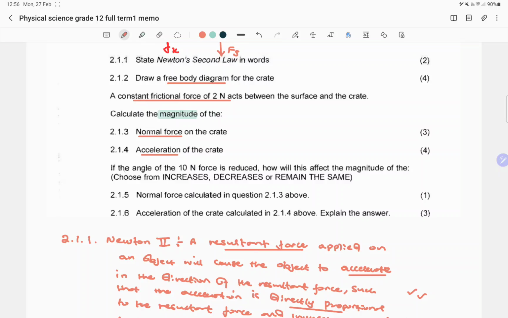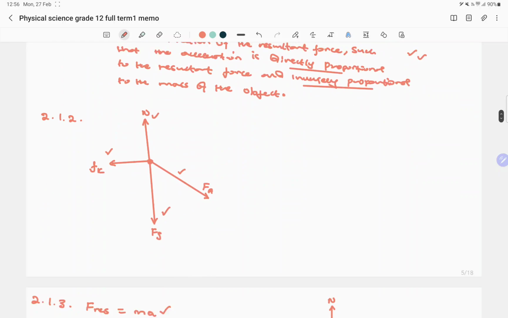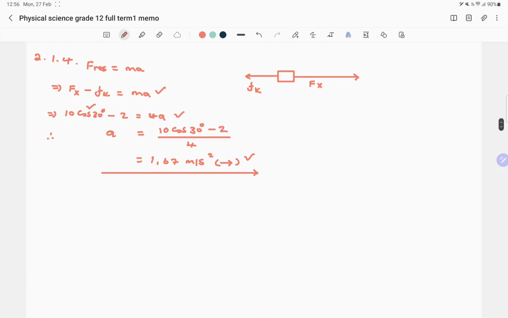Now, if the angle of the 10 Newton force is reduced, okay, how will this affect the magnitude? Choose from increases, decreases, remains the same. How will it affect the magnitude of the normal force? Do you see that this question is really similar to the first state one? So let's look at 2.1.5.